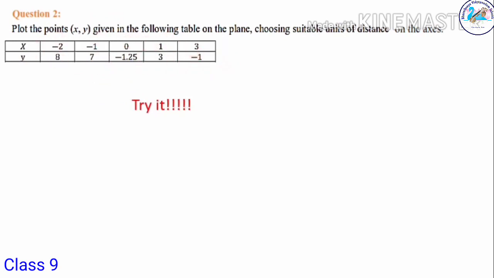So here x value -2, y value 8. So you will take the point as (-2, 8). Second one, you will take the point as (-1, 7). Next one (0, -1.25). Next one (1, 3), and next one (3, -1). X value is 3, y value is -1. So you will take a graph sheet and mark the x and y axis and plot the positive values and negative values, and then you have to come to this table and take each point and plot it on the graph sheet. So this question you will do as homework.